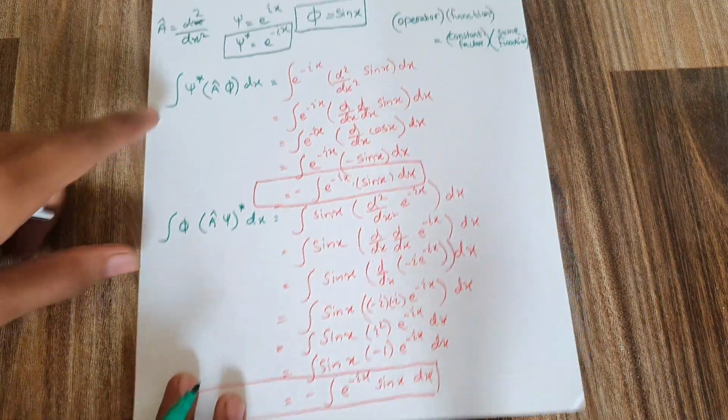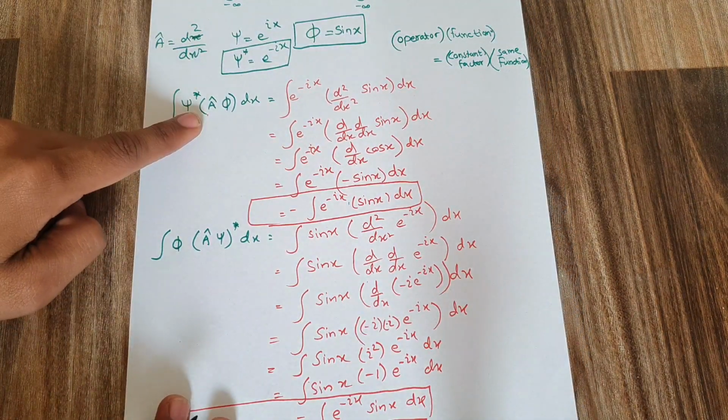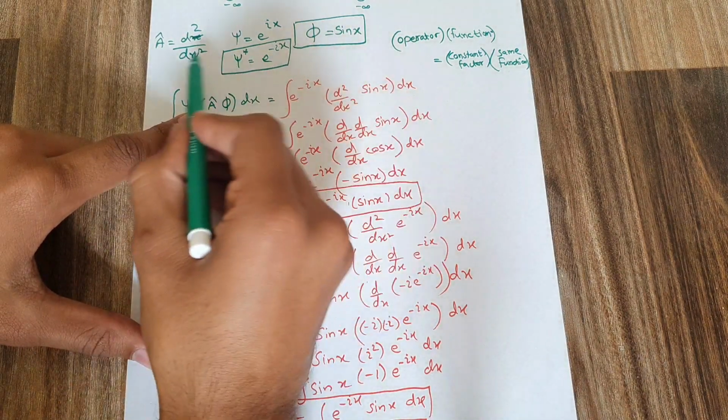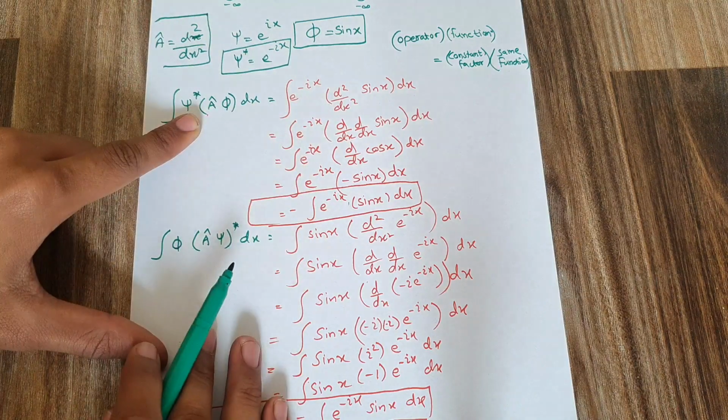Talking about it overall, the answer of the left hand side of the equation becomes equal to the right hand side of the equation. So I can say that this operator that I have used here is a Hermitian operator.